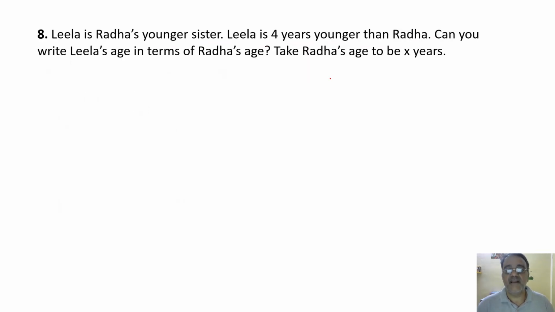Leela is Radha's young sister. Leela is 4 years younger than Radha. Younger means छोटी है. Can you write Leela's age in terms of Radha's age? Take Radha's age to be x years. ठीक है, so Radha से छोटी है वो Leela. She is younger than Radha. And how many years younger, कितने साल छोटी है वो? 4 years. 4 years younger. Right.